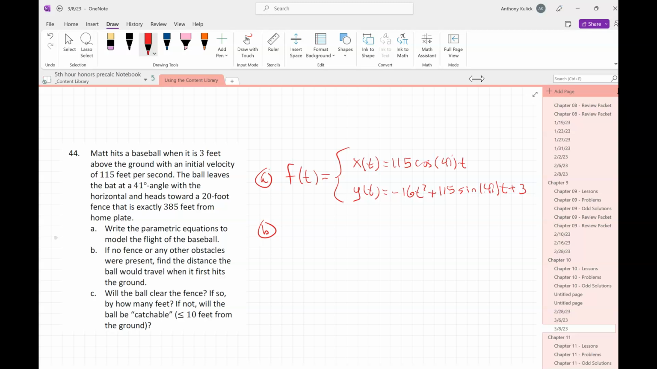Okay, for part B, it says if no fence or other obstacles were present, find the distance the ball would travel when it first hits the ground. So we're looking for an x. To find that x, what we're going to do is solve the y equation for t, and plug that t into the x equation to get the distance. Tess, are you good with that plan? So what value for y are we interested in?